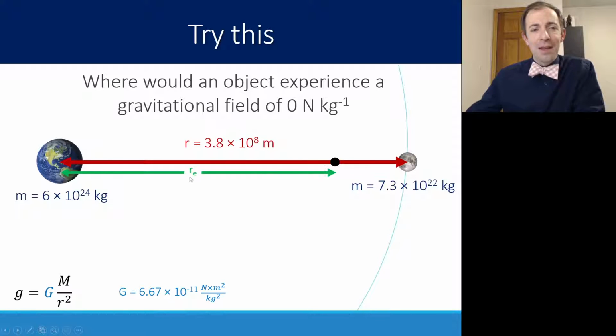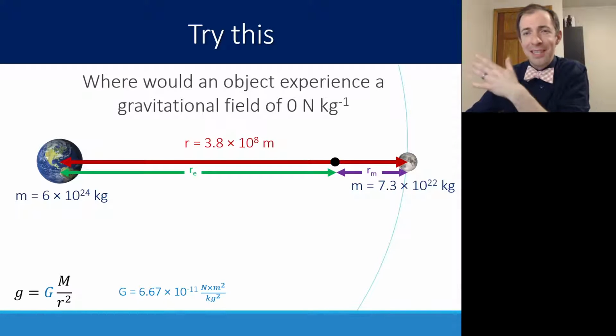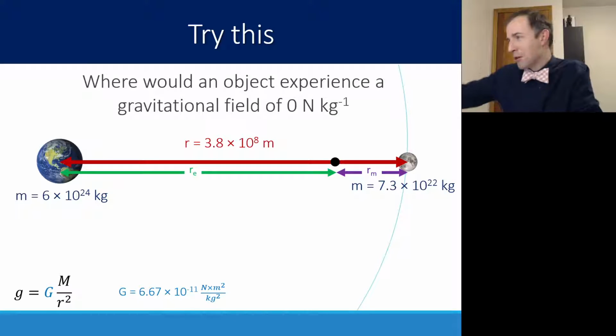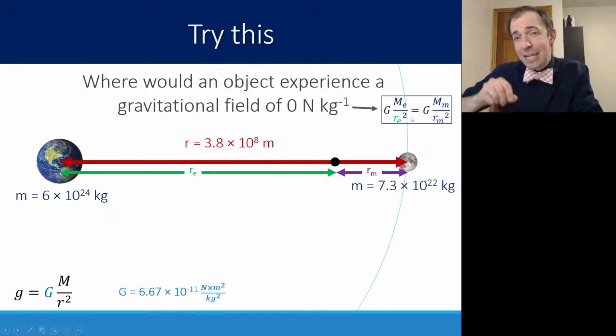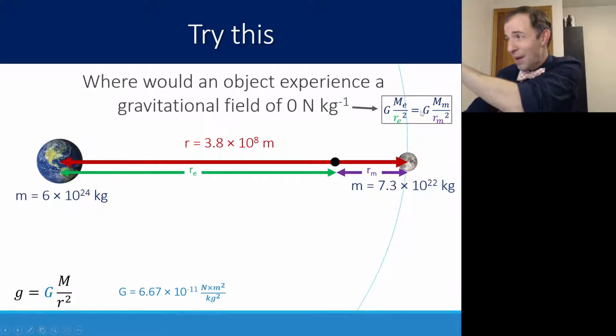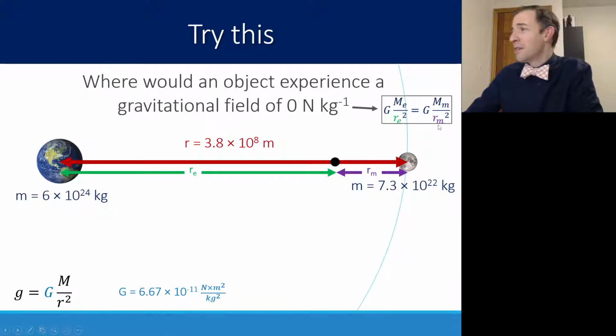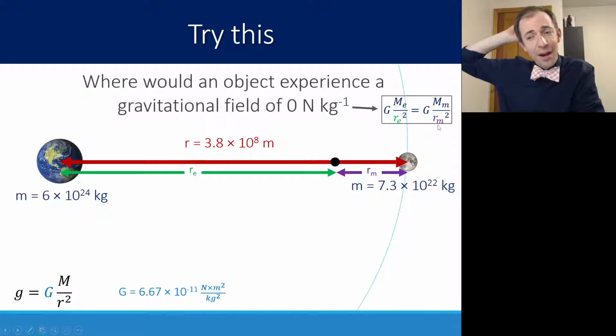So let's just identify some variables. Let's say RE is the distance between the Earth's center and this magic 0 point. And RM is going to be the distance between this magic 0 point and the moon's center. That means that the gravitational field strength, big G, times the mass of the Earth divided by the distance to the Earth squared should equal the gravitational field strength factoring the moon's numbers, the mass of the moon divided by the distance to the moon squared.